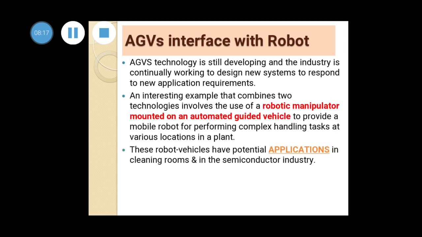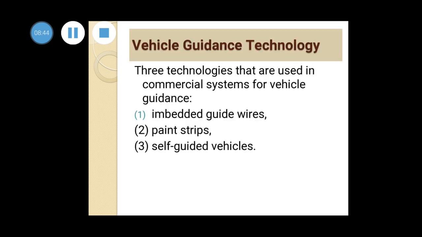AGV interface with robot. AGVs can also be interfaced with a robot, and the technology is still developing, and the industry is continually working to design new systems to respond to new application requirements. An interesting example that combines two technologies involves the use of a robotic manipulator mounted on an automated guided vehicle to provide a mobile robot for performing complex handling tasks at various locations in the plant. These robot vehicles have potential applications in clean rooms and in the semiconductor industry.